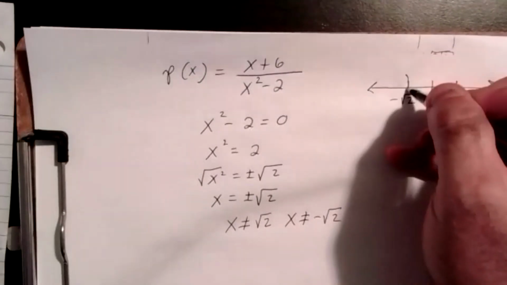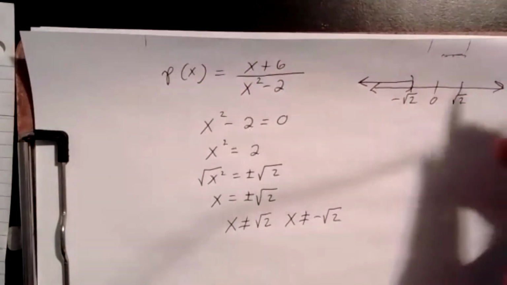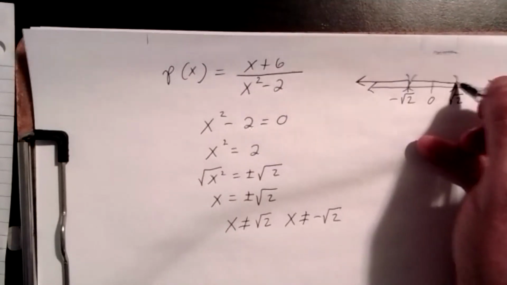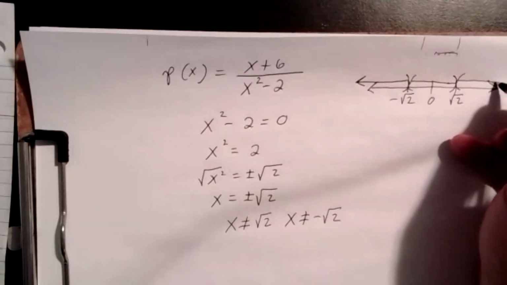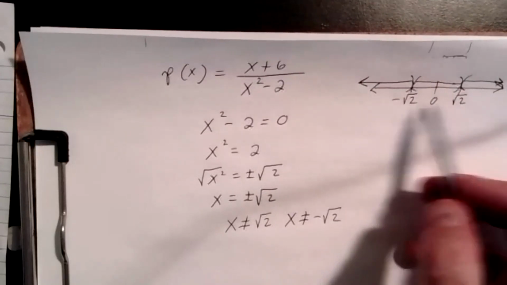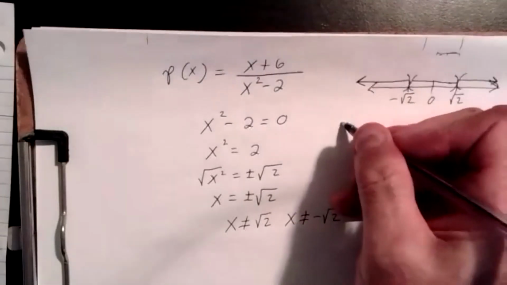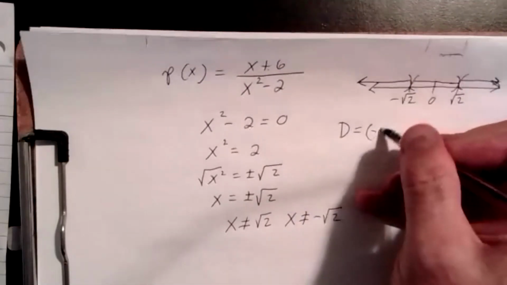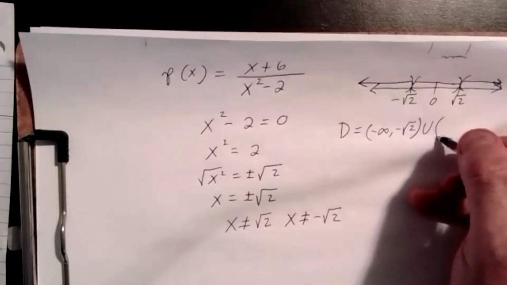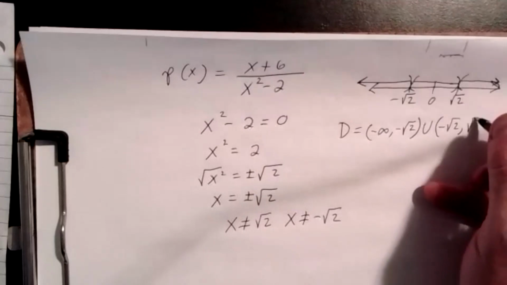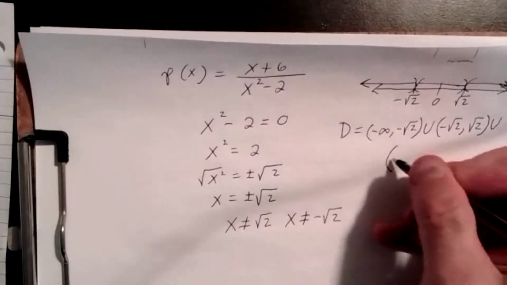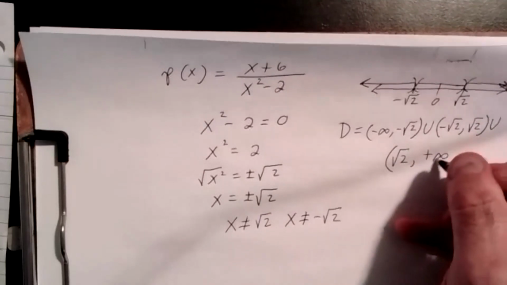The domain consists of all real numbers that are less than negative square root of 2, all real numbers that are greater than negative square root of 2 but less than square root of 2, and all real numbers that are strictly greater than the square root of 2. Just so long as we cannot have negative or positive square root of 2 in our domain. So the interval notational way of representing this domain formally would be from negative infinity up to negative square root of 2, but not including that value, in union with negative square root of 2 up to positive square root of 2, not including either, in union with positive square root of 2 up to positive infinity.